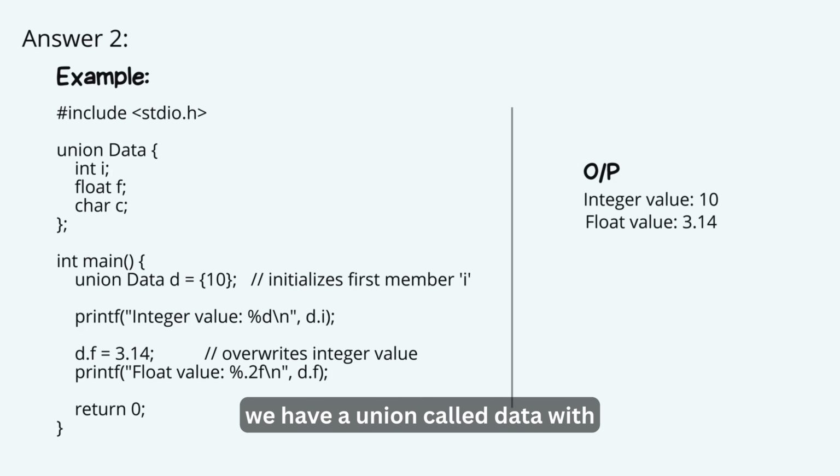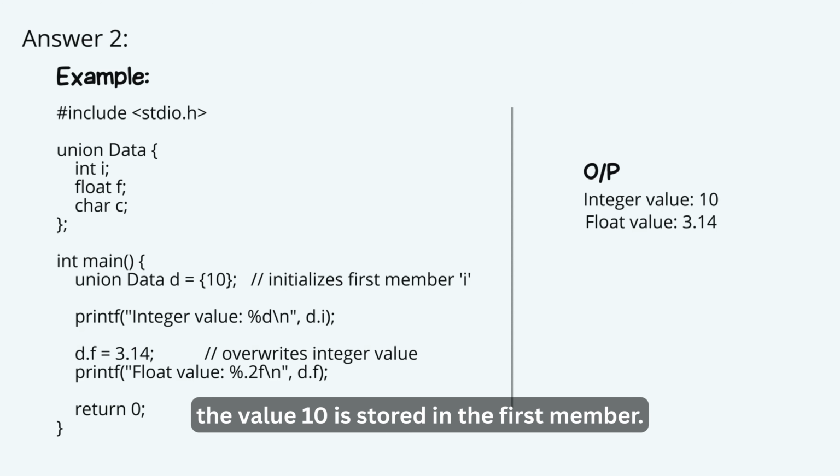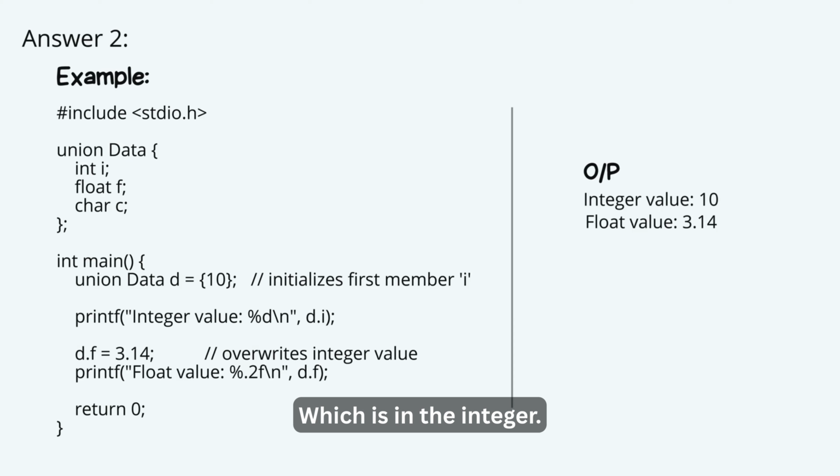Here we have a union called data with three members: an integer, a float and a character. When I write union data d = {10}; the value 10 is stored in the first member, which is the integer. So when I print the integer value, it prints 10.